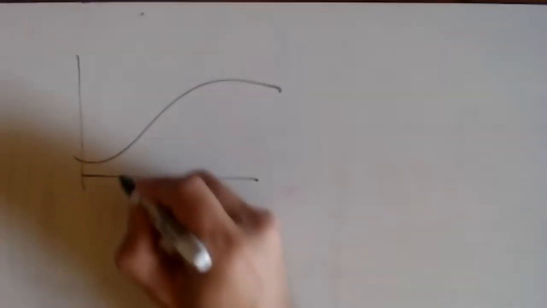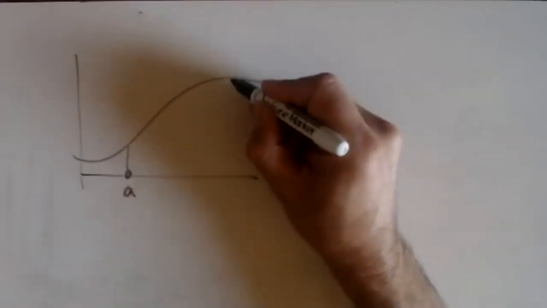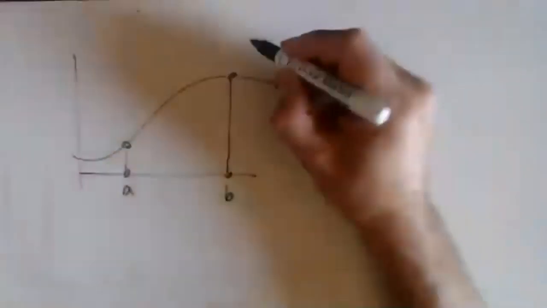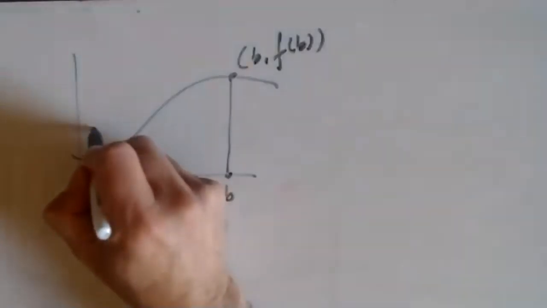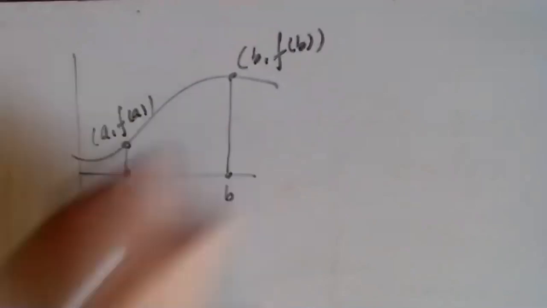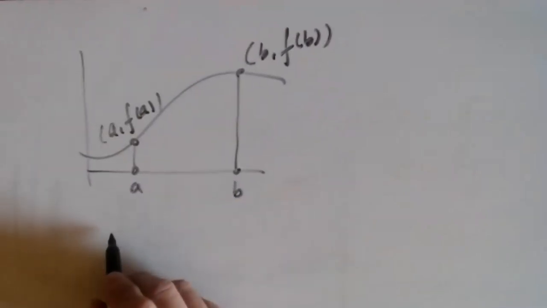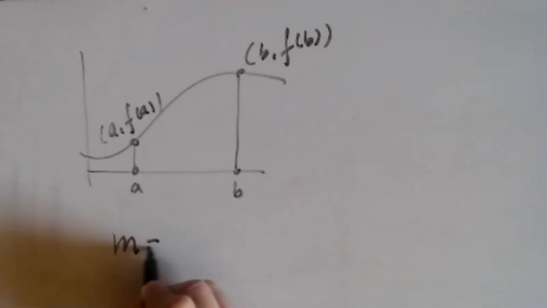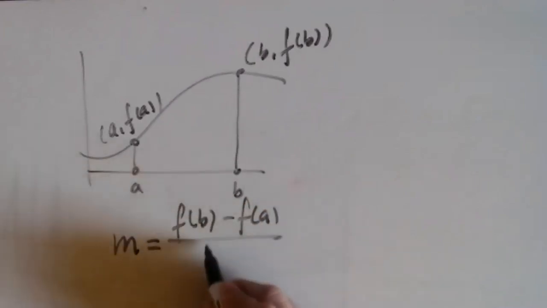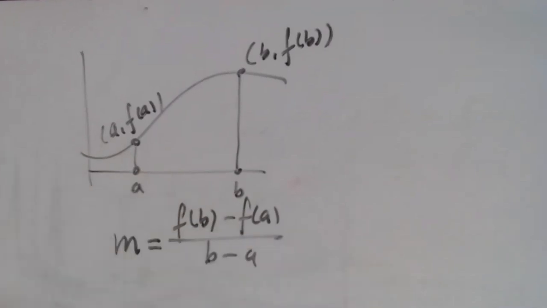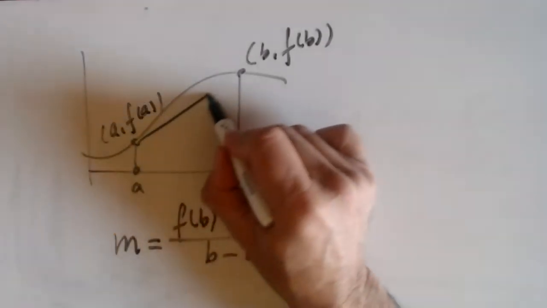So if you have a function, this function, and you want the rate of change between A and B, correct? So right here, this is the point B, f of B, and this is the point A, f of A, correct? So the average rate of change is the slope. So it's f of B minus f of A over B minus A. So this is the average rate of change, correct? The slope of this line.